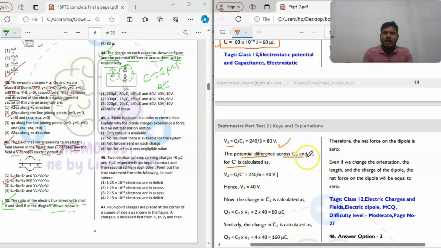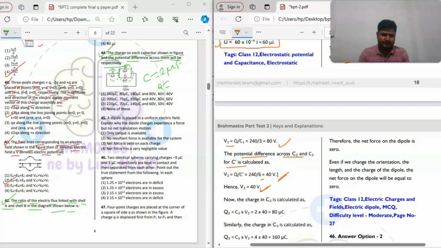Now we calculate the potential difference across C2 and C3 with C dash. We know the equivalent of C2 and C3 is C dash, that is 6. So we know the total charge is 240. So V2 is 40 volt, and hence V3 is 40 volt.